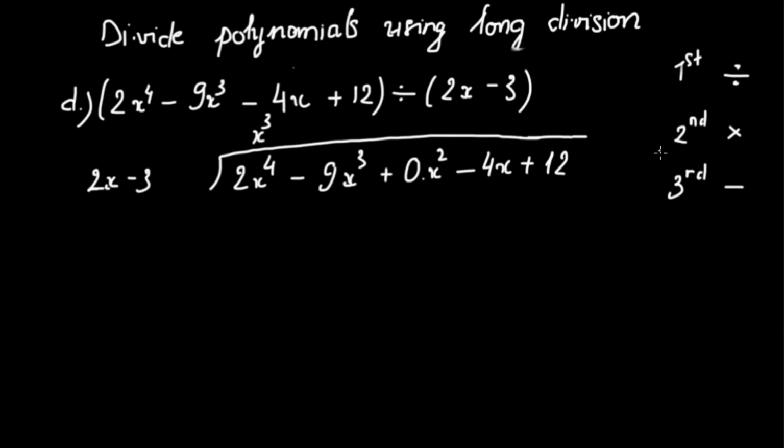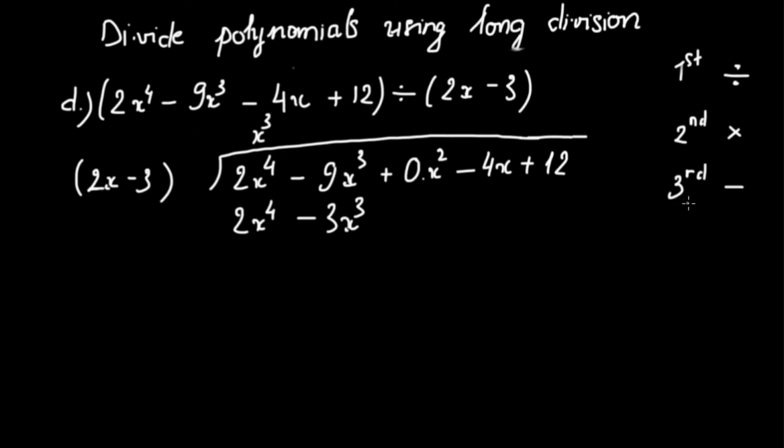We need to follow the second step, multiplication. X to the 3rd times back to the divisor here, and you write down the result underneath here. X to the 3rd times 2x, you get 2x to the 4th. And x to the 3rd times minus 3, you got minus 3x to the 3rd.